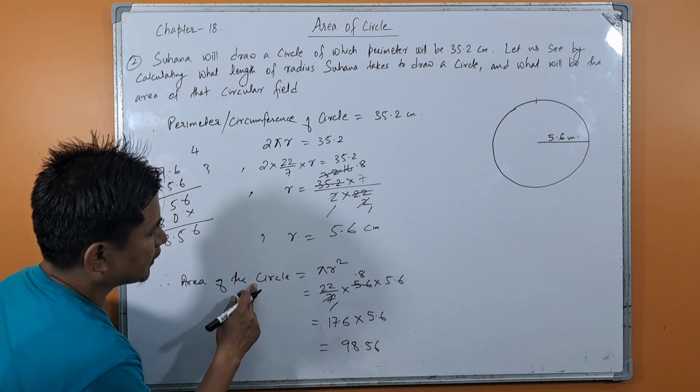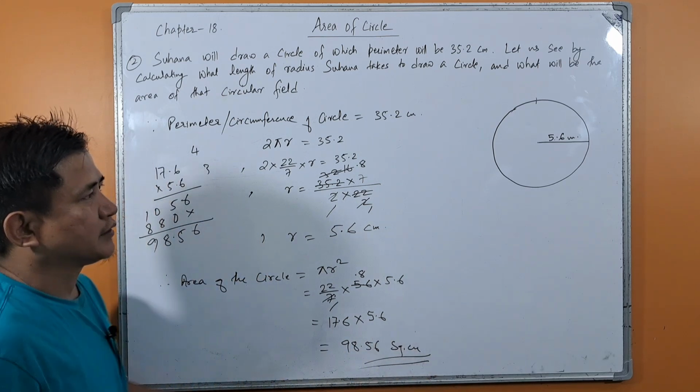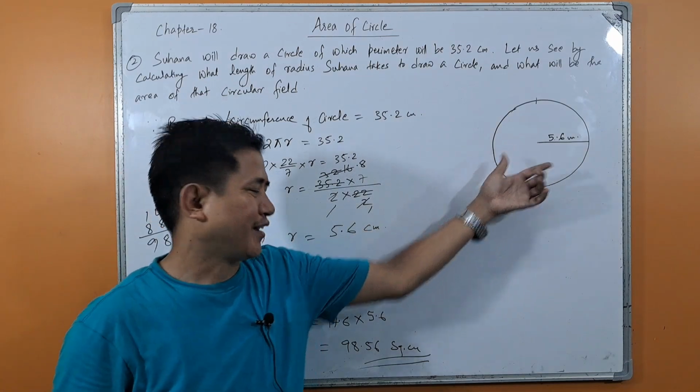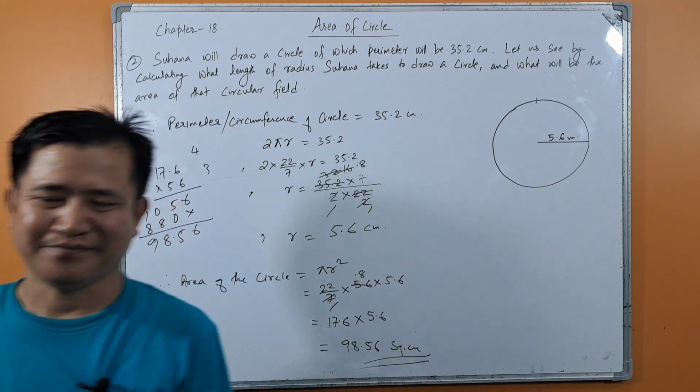98.56, this is area, so area is in square centimeter. Okay, the area of this circle drawn by Suhana is 98.56 square centimeter. Now let us move on to the next question.